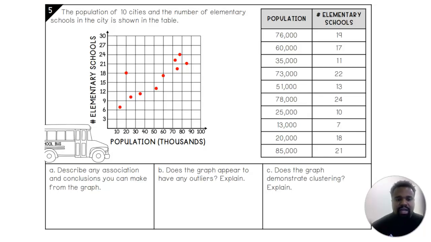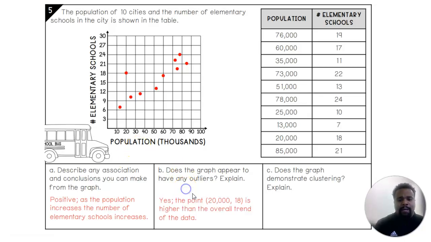So look at A, describe any association. Well, there's an association. As x increases, as the population increases, the number of elementary schools increases. That's going to be a positive association. All right. Does the graph appear to have any outliers? Well, I guess you could say that this point right here, 20 and 18, so 20,000 people have 18 elementary schools. That's a little bit higher than the trend of points here along the graph. So you could say that that's an outlier.